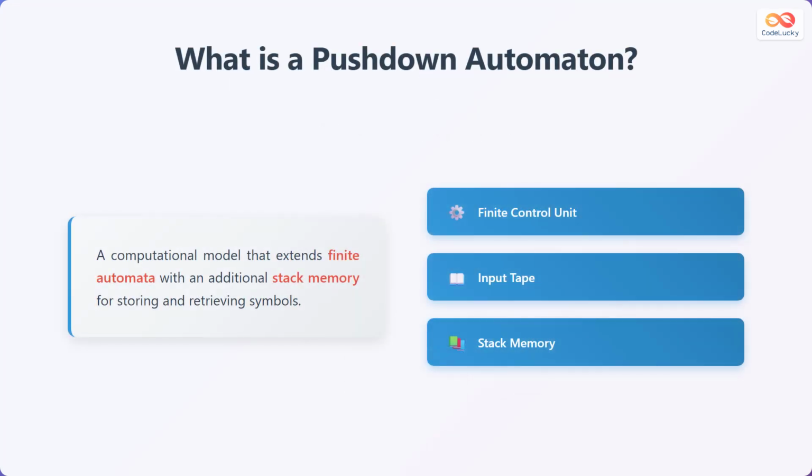So, what exactly is a Pushdown Automaton or PDA? It's a computational model, similar to a simple machine, but with an added feature. It enhances finite automata by including a stacked memory. Finite automata are machines that can be in one of a limited number of states and transition between them based on input. A pushdown automaton has a finite control unit, an input tape, and a stacked memory. The stack allows the PDA to remember information and use it later in the computation.